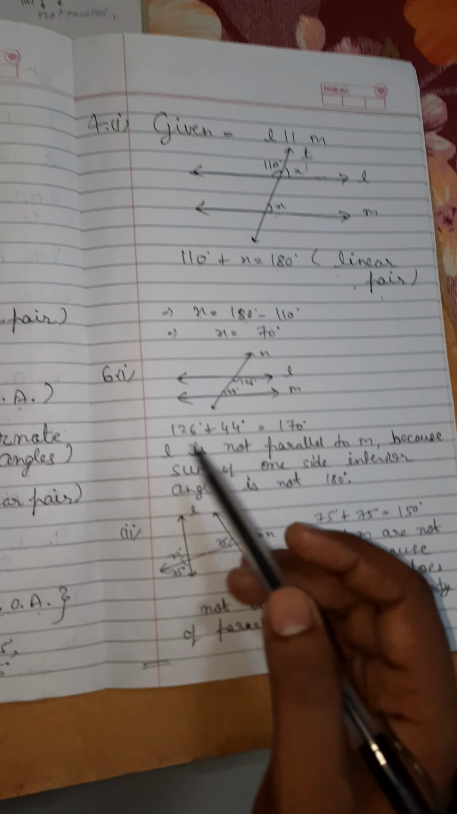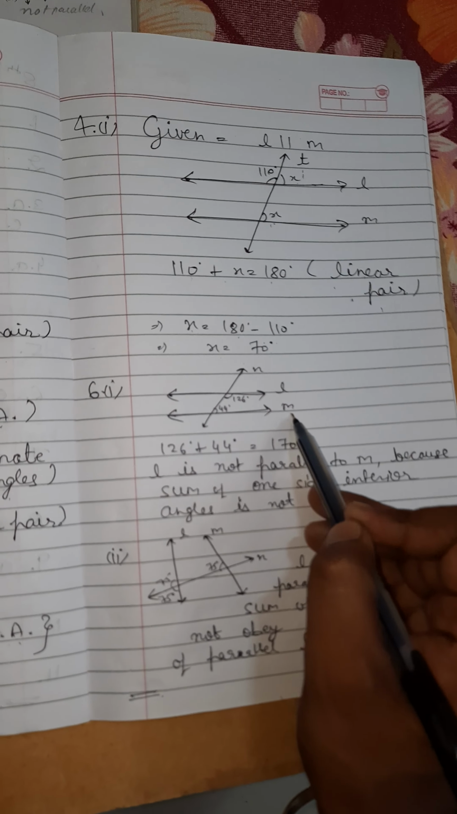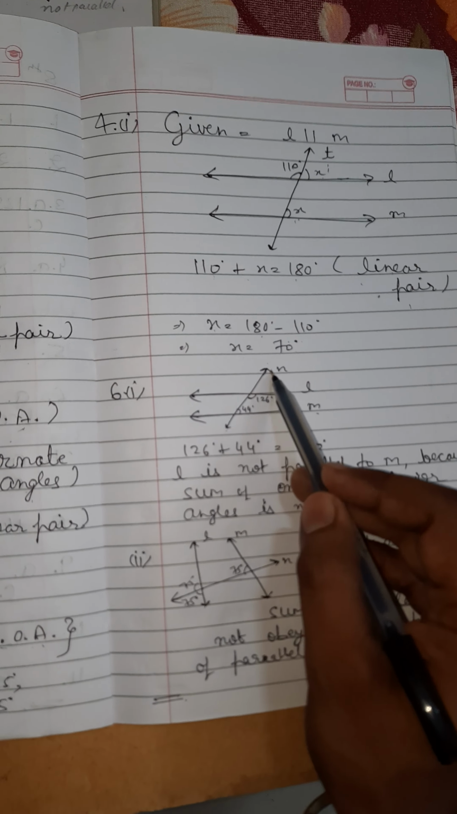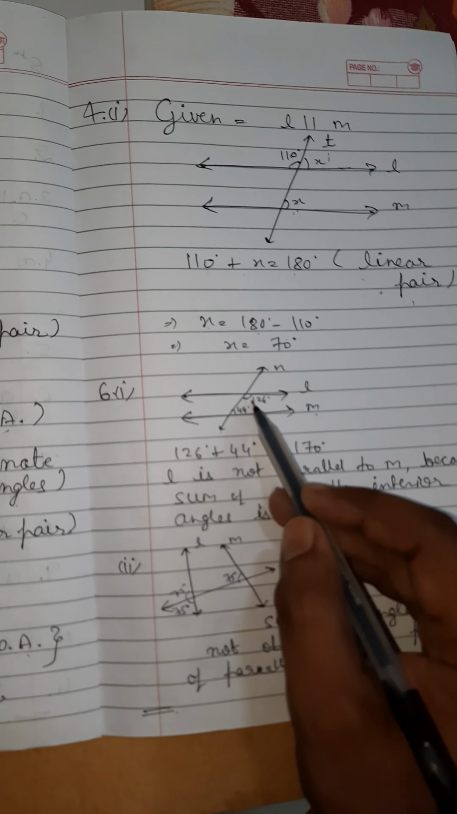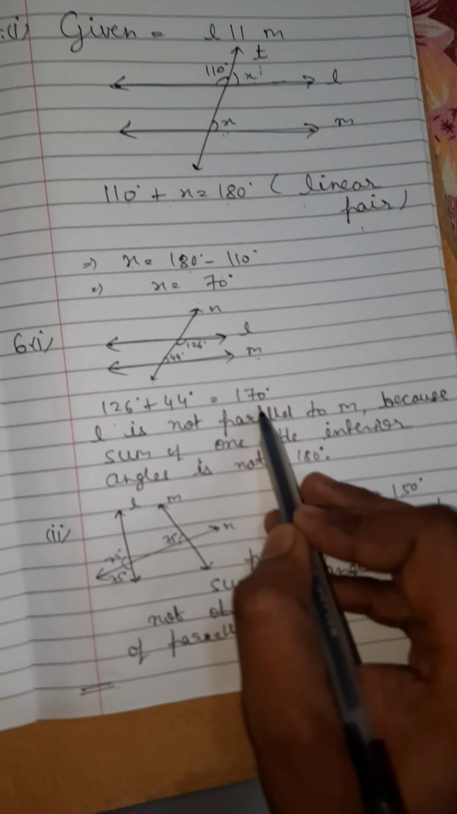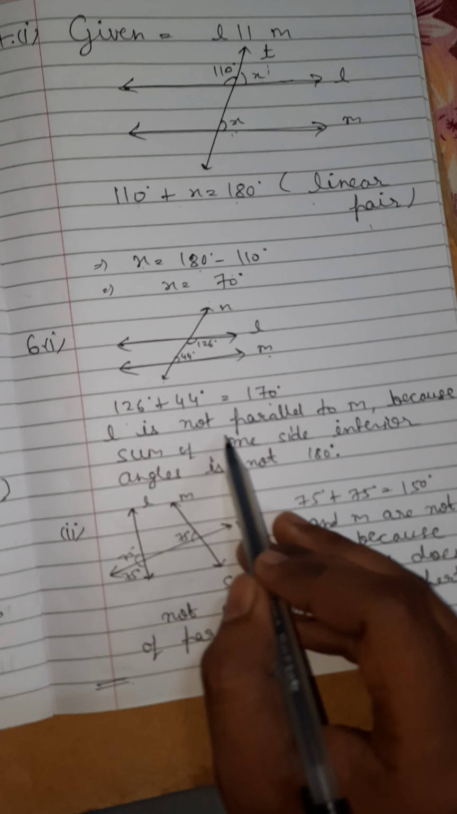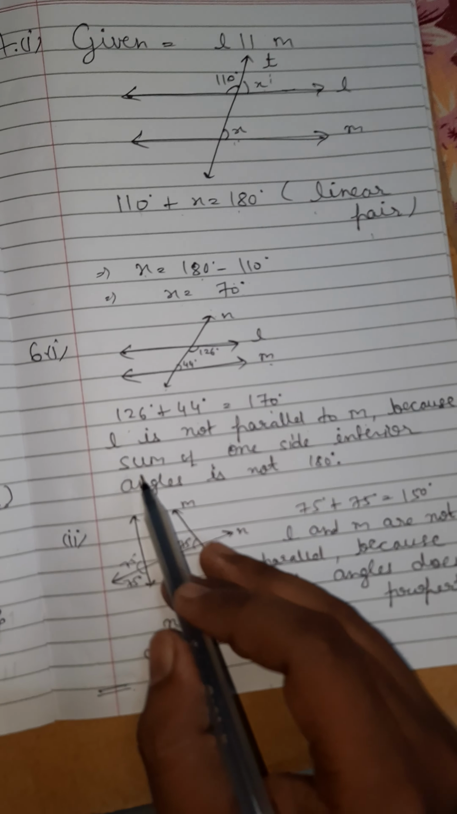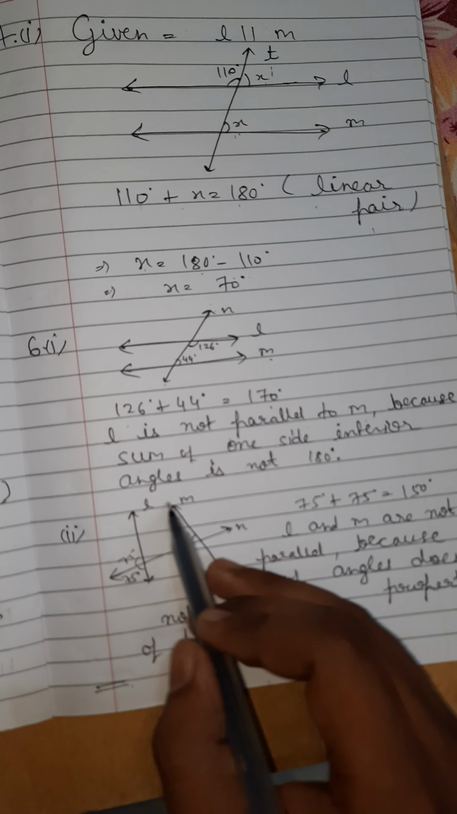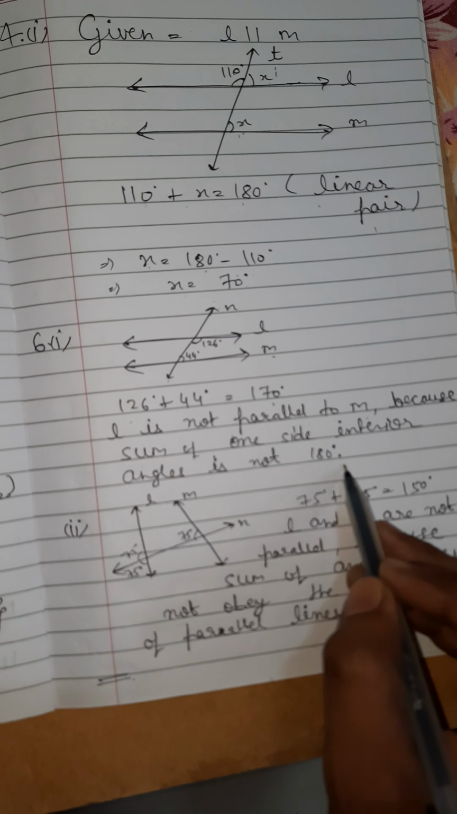Okay, then first, given that L is parallel to M and N is a transversal line, and given that the measure of this angle is 126 degrees and this angle is 44 degrees. First, the sum of both the angles is 170 degrees, and we know that it is compulsory that the sum of both the angles is 180 degrees for parallel lines. So L is not parallel to M because the sum of one side interior angles is not 180 degrees.